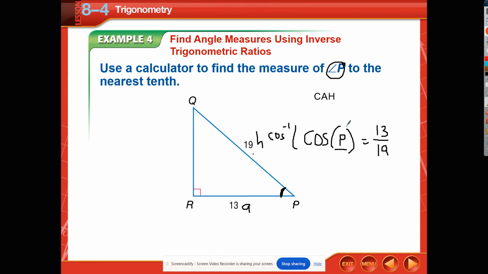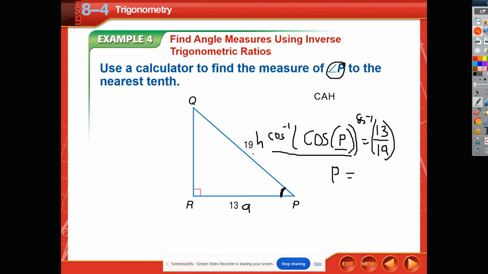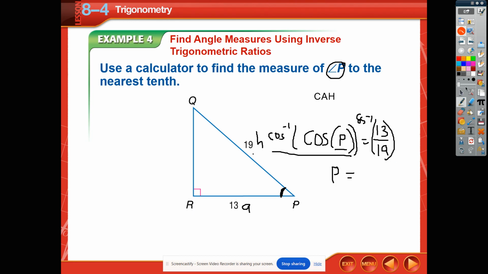So if we do the cosine inverse of both sides, what's going to happen over here is I have cosine inverse times cosine. Anything times its inverse cancels each other out. We're just left with P. So all I've got to do is take this right side, and I have to type cosine inverse of 13 over 19 into my calculator, and I'm going to have that angle.